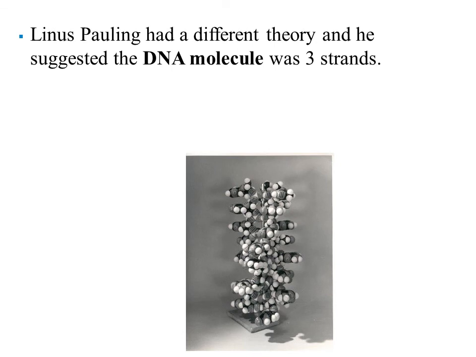Other scientists had other theories about the three-dimensional structure of DNA. Linus Pauling had a different theory, and he suggested that the DNA molecule was composed of three strands, a direct contradiction to what Rosalind Franklin thought. She thought the DNA molecule was composed of two strands.